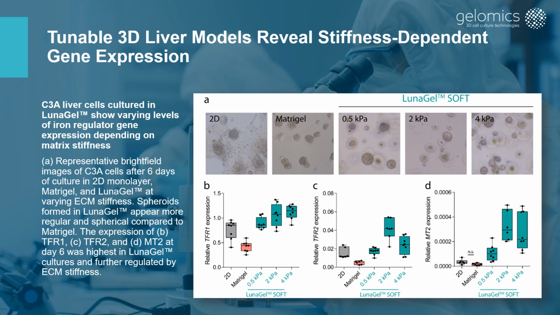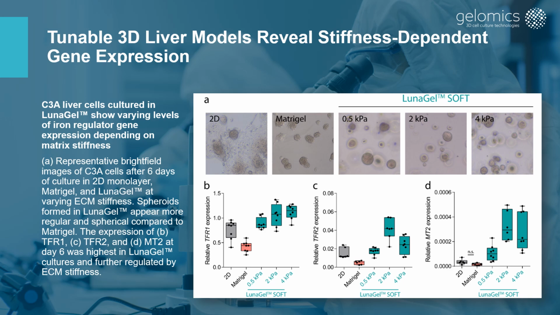Let's move on to our final case study of the session, which highlights the use of LunaGel in modeling liver tissue and exploring how ECM stiffness influences cell behavior and gene regulation. C3A liver cells were cultured in 2D, Matrigel, and LunaGel at 0.5, 2, and 4 kPa to compare the effects on spheroid formation and iron regulator gene expression, a relevant marker in liver disease, cancer, and iron metabolism disorders. Cultures were maintained in complete growth medium for 6 days, with media refreshed every 2 days.